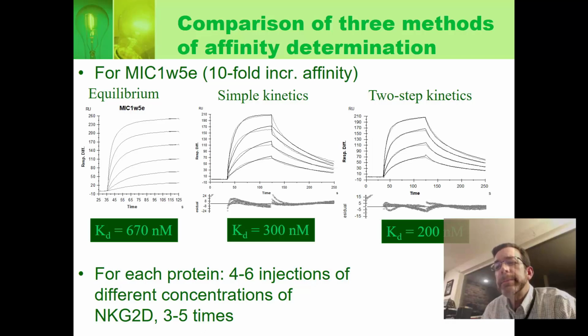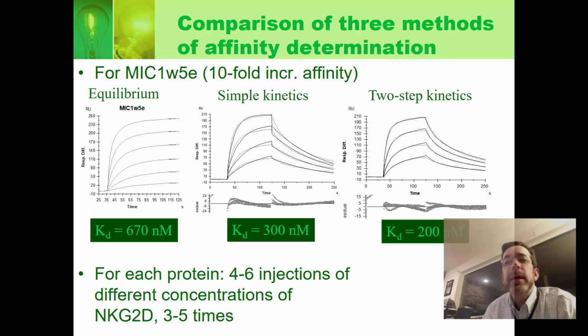So for each protein, we want to do 4 to 6 injections of different concentrations of NKG2D, and we want to do those sets of injections 3 to 5 times. That's how many injections we'll be wanting everyone to try to do in the lab.